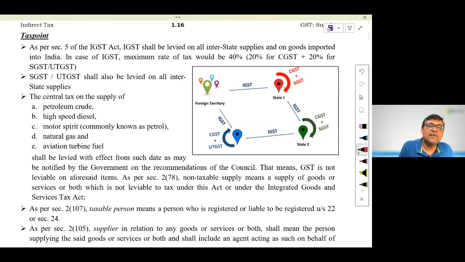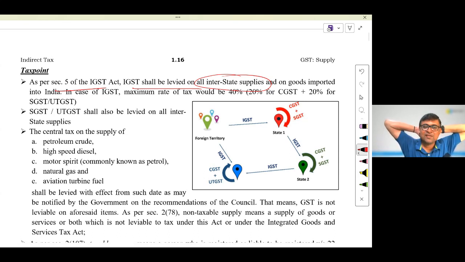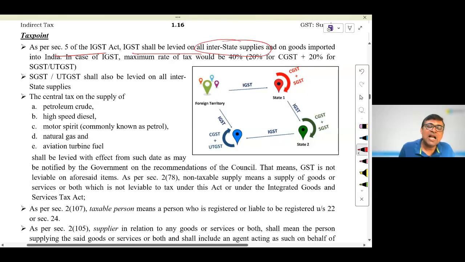As per section 5 of the IGST Act, IGST shall be levied on all interstate supply. That means in case of intrastate, a combination of CGST and SGST or UTGST is applicable. In case of interstate supply, the single IGST rate is applicable. However, this tax at present is not applicable on these 5 types of products.